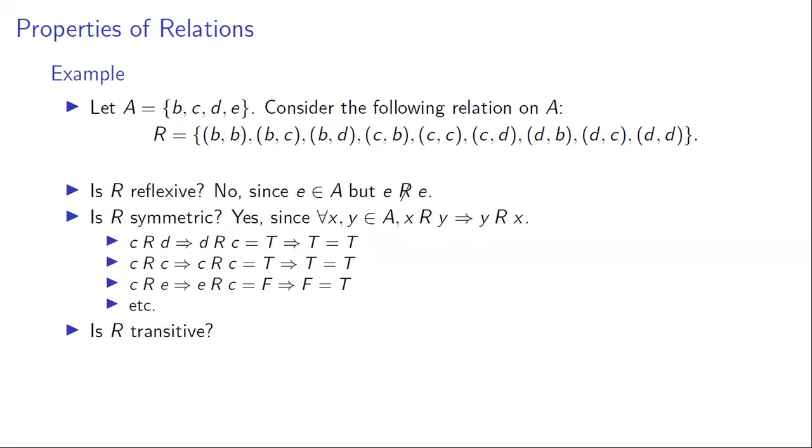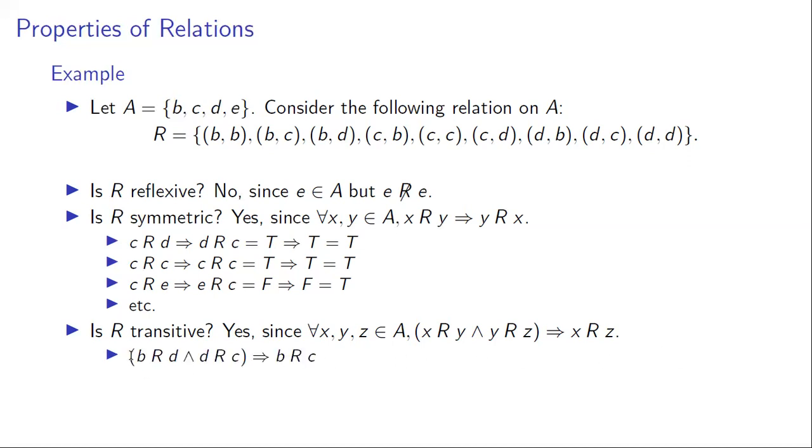How about transitive? Is R transitive? It is, since for every X, Y, and Z in A, if X is related to Y and Y is related to Z, then X is related to Z. For example, we have B comma C and C comma D, and then we also have B comma D. Let's go through some examples of that, but really we would have to verify all examples to be really sure. I'm just going to show you some examples.